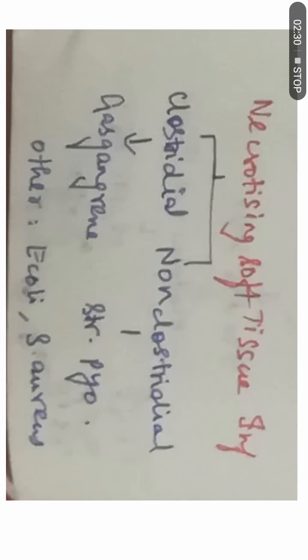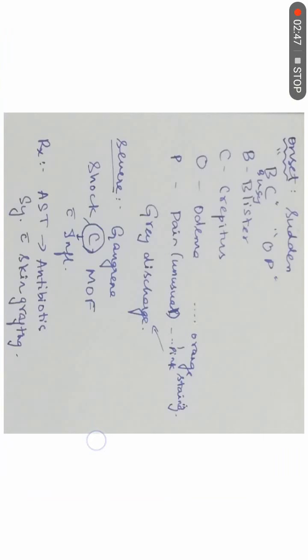About the necrotizing soft tissue infection, necrotizing fasciitis, it is of 2 types: clostridial, non-clostridial. Etiological classification. Clostridial will cause gas gangrene. Non-clostridial is mainly due to Streptococcus pyogenes, although Escherichia coli and Staphylococcus aureus can also cause it. Onset is sudden, meaning in a busy OPD, the person comes suddenly.